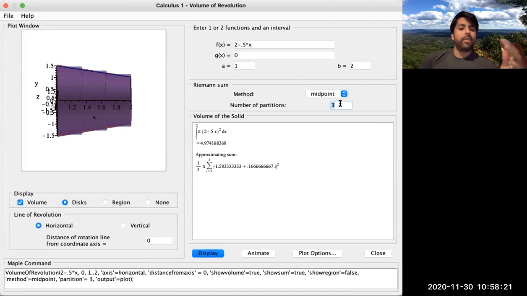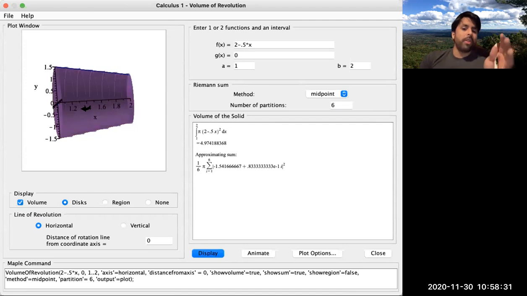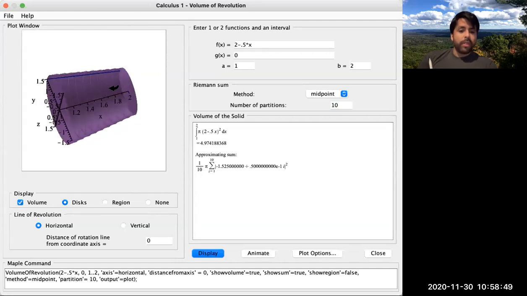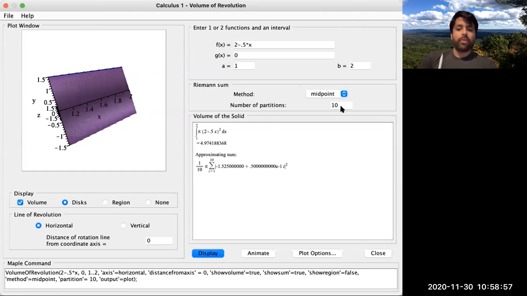But then what's the idea, guys? We want to make these cylinders as thin as possible. So what happens when we increase the number of cylinders, or the number of discs that appear? If you see here, it says the approximating sum. I don't even think they're giving us the right approximation. But the point is that as we increase the number of partitions, it gets closer and closer to the actual volume. So that's the whole idea.